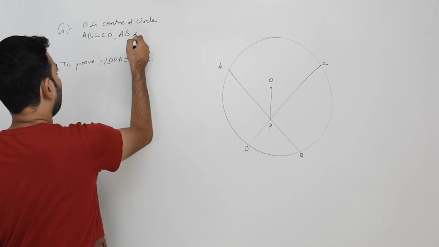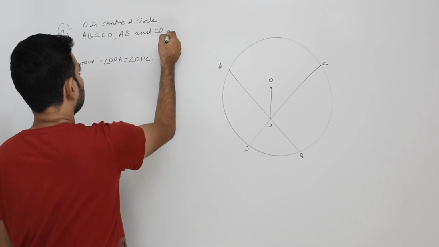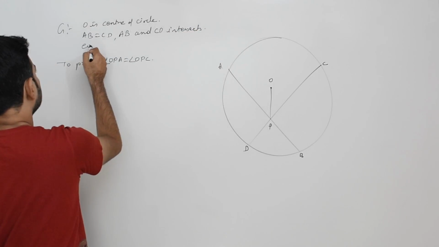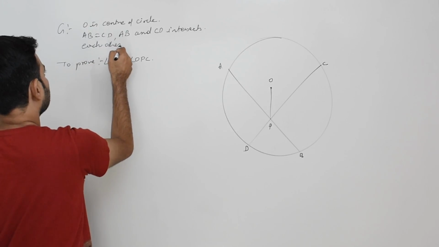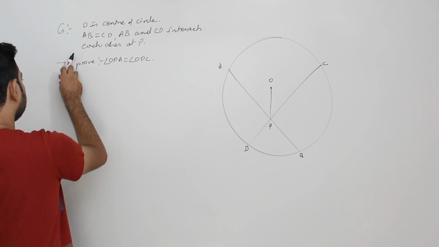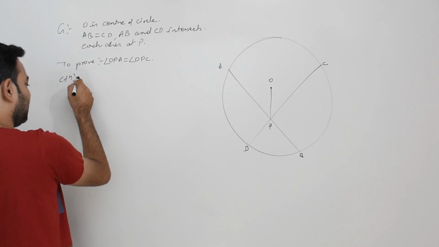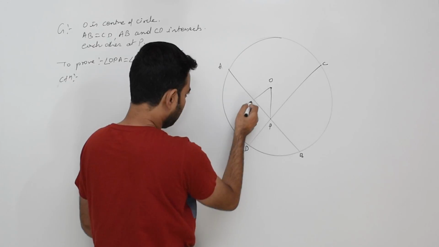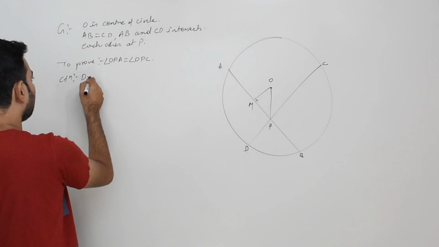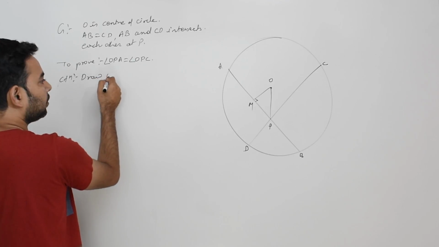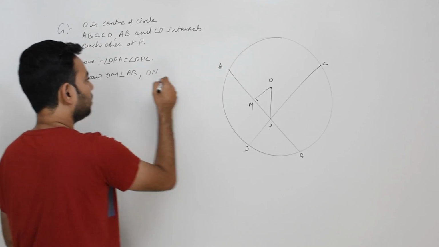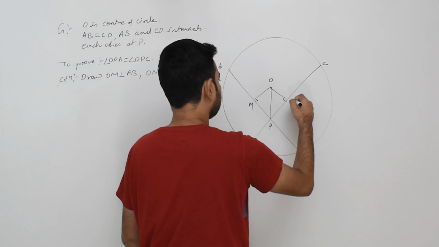AB and CD intersect each other at P. Proof: for proving this, we have to construct the same as before. We have to draw OM perpendicular to AB and ON perpendicular to CD.